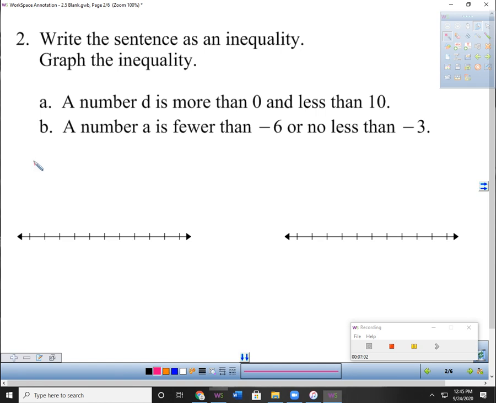Alright, so on number 2, part A, a number D is more than 0. So if I'm more than 0, that means I would be greater than 0. And that same number D is less than 10. So less than 10. Now, since this is an and, I'm going to make one statement. So I look at my two numbers, and I see that 0 is smaller than 10. So 0 goes on the left, 10 goes on the right, and I'm going to put D in the middle.